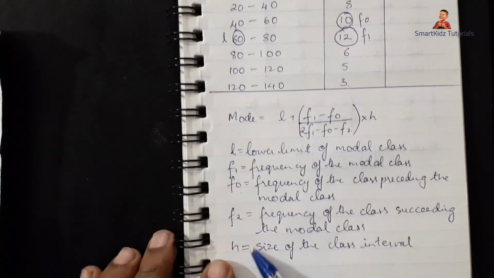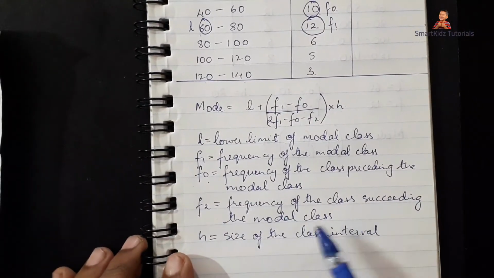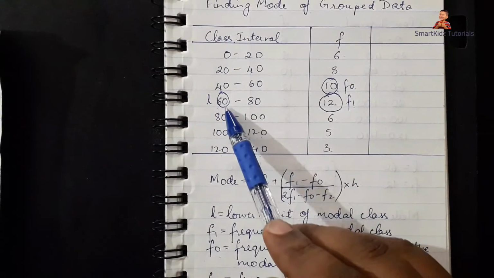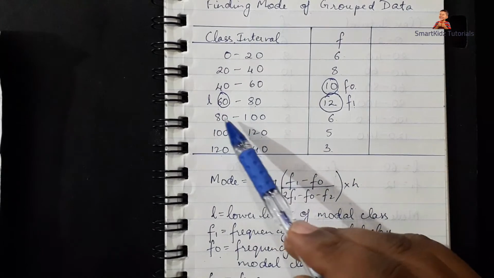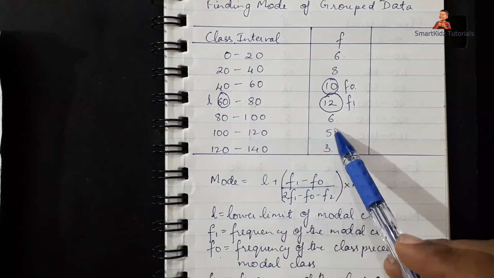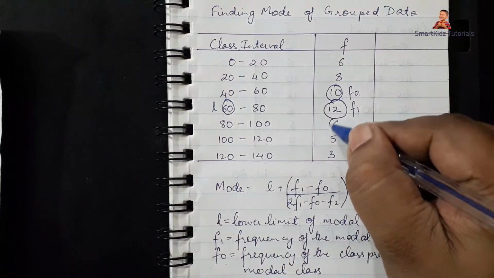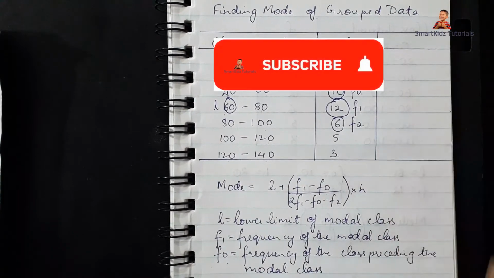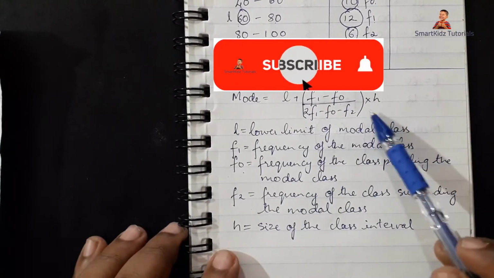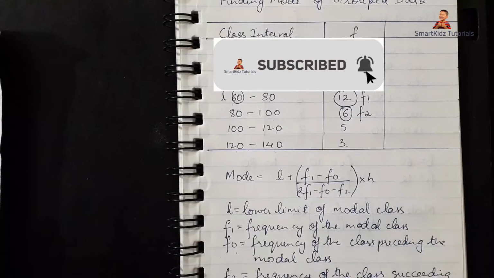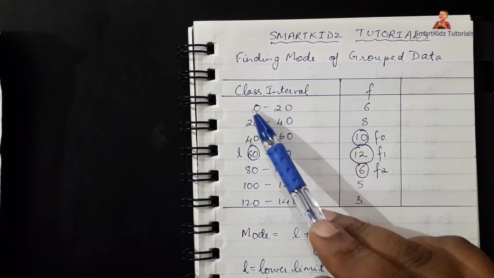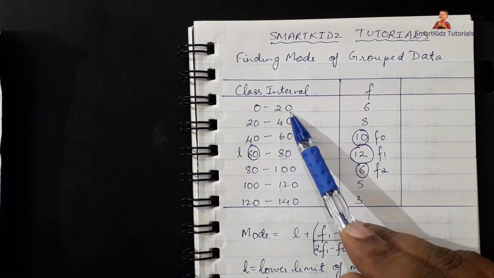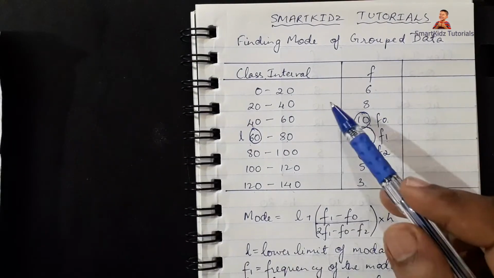Then comes F2. F2 is the frequency of the class succeeding the modal class. The modal class is 60 to 80. Succeeding means the one class that is coming after the modal class, which is 80 to 100. We are interested in the frequency. So this frequency, that is 6, becomes F2. Next is H, and H we know is the size of the class interval. So the class interval is constant, that is 20. Upper limit minus lower limit gives us the class size. So H will be 20 in this case.